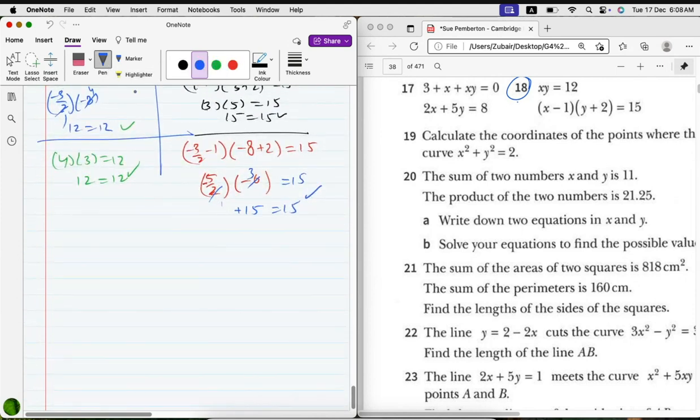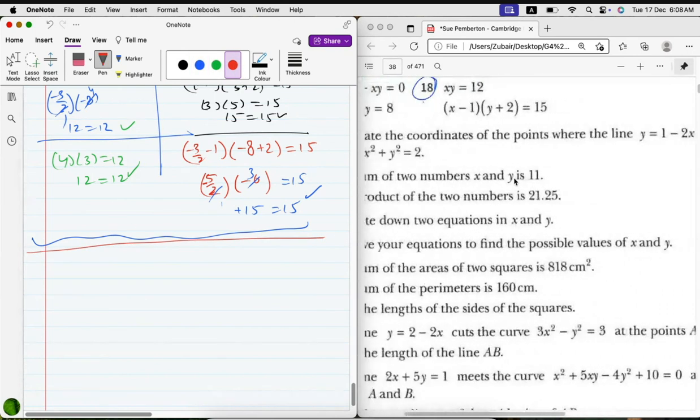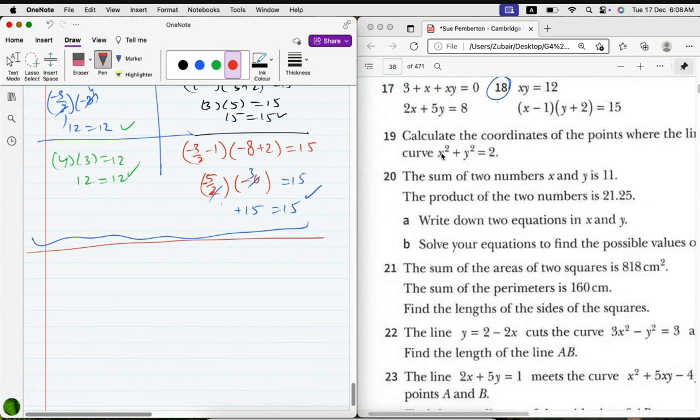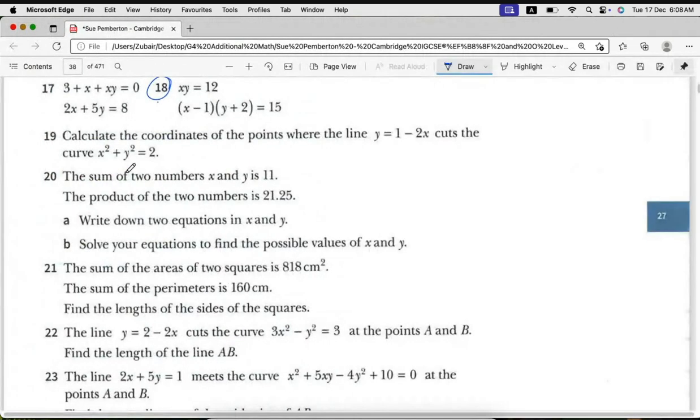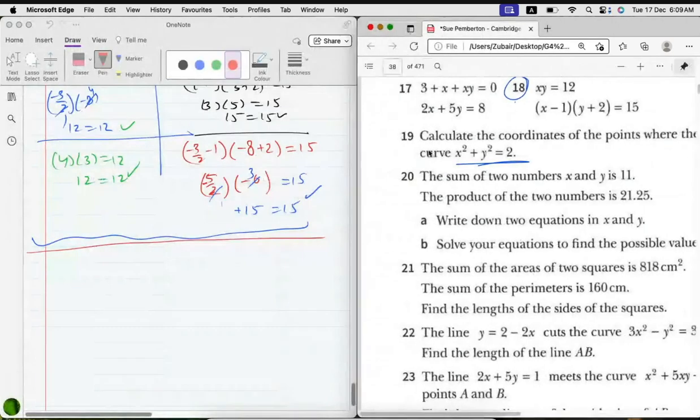Now about the statement questions, the nature of the question would remain the same. Definitely, reading the words, we are to write the equations as well. I'm leaving question 19. It is exactly the same. Calculate the coordinates of the point where this line cuts this curve. It is just a different writing style. It stays the same simultaneous equation.